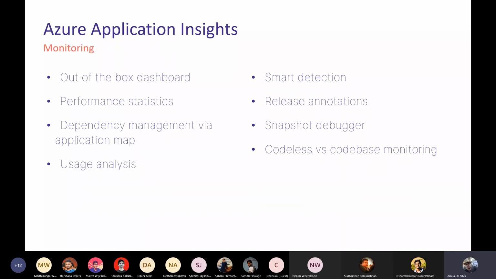And then I think you guys have used this, versus code-based monitoring. Codeless is basically you don't do anything. It gets the information from the environment when you're running the application. Code-based monitoring is where you can actually send information from your code to Application Insights. The idea here is that if it's generic information, it's the codeless aspect, it'll just take care of it. But if there is application-specific information that you want to pass to Application Insights, then you specify that in the code itself.